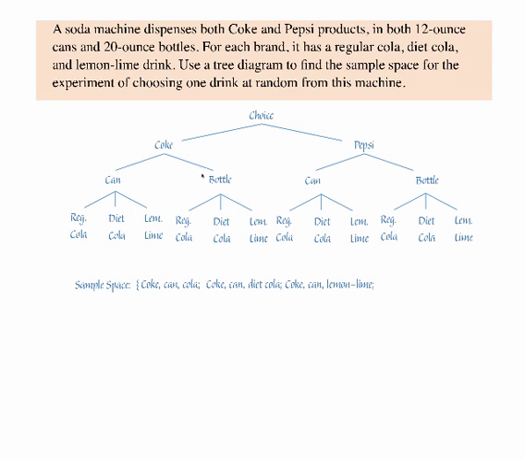Next, if we have Coke and get it in a bottle, it could be a regular cola. If we have Coke in a bottle, it could be a diet cola. If we have Coke in a bottle, it could be a lemon lime. And we're done with all the Coke products.